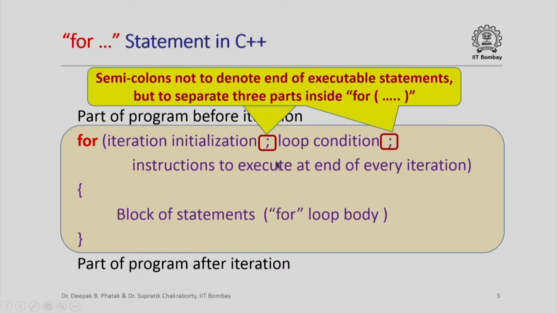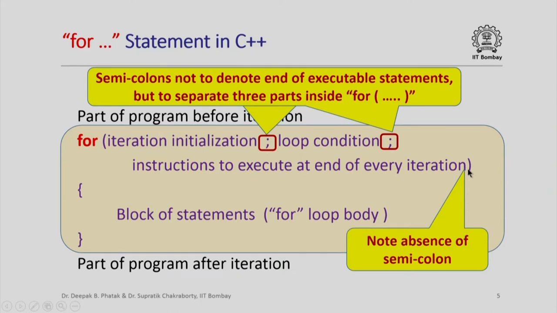Now, note the use of semicolons here to separate the three parts of this for construct. The first part is the initialization, the second part is the loop condition, and the third part are instructions to execute at the end of every iteration. Now, here semicolons are not being used to denote the end of executable statements, unlike what you have seen earlier, but here semicolons are being used to separate the three parts of the for loop. Note also that we do not put a semicolon here, because as I said, the semicolons are just used to separate the three parts of the for loop.